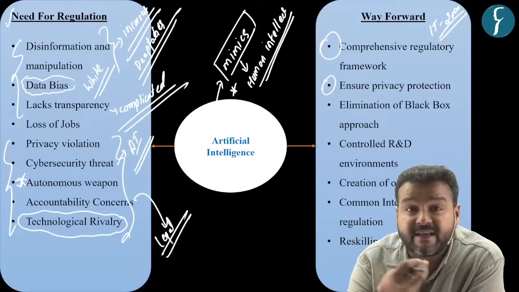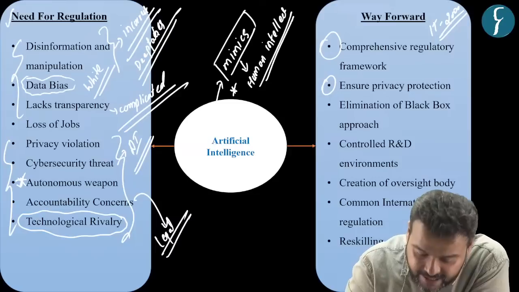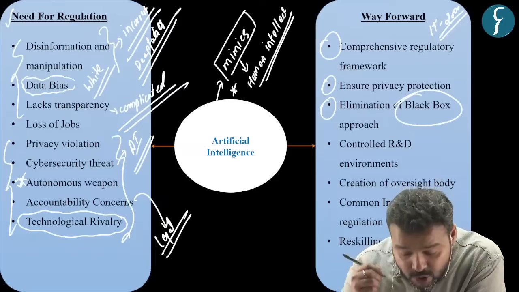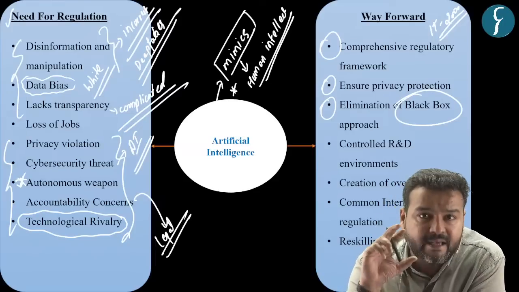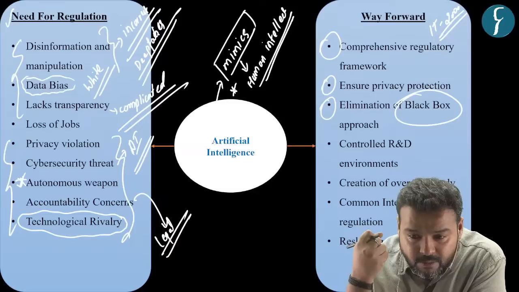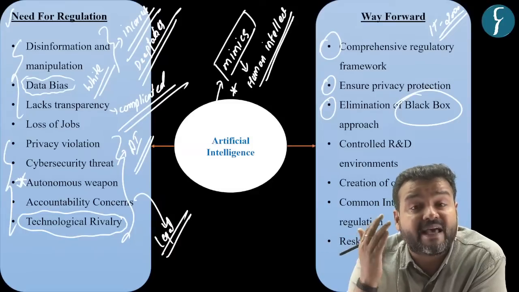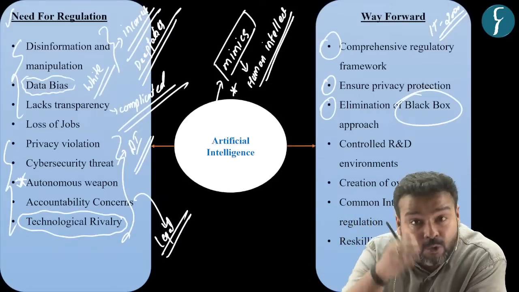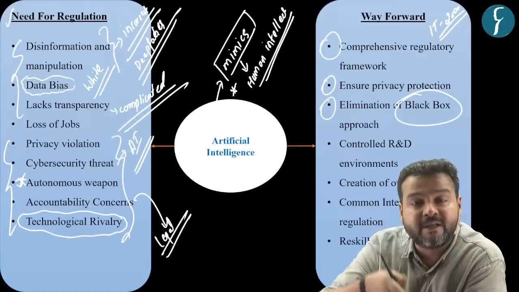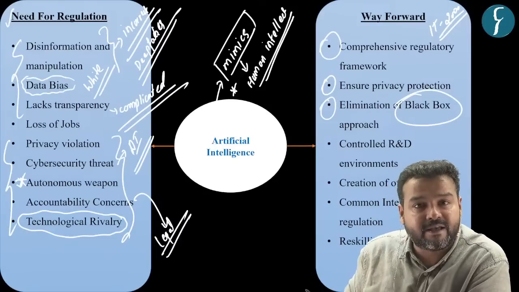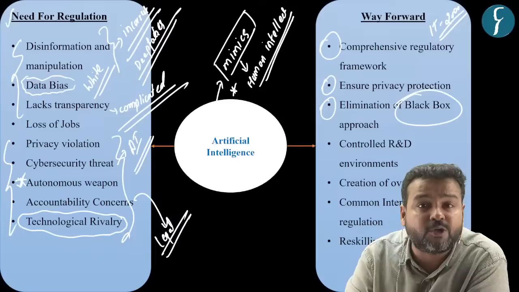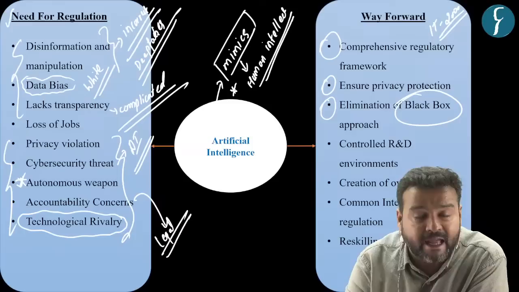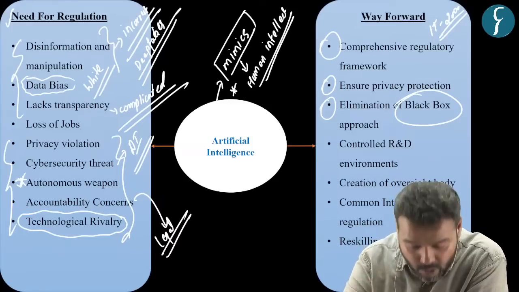Now, as you can recall, the developer cannot explain the entire process. So we need to eliminate this black box approach, and we should make it a mandatory provision to explain the entire process, that what are the variables, what is the algorithm, how did you reach this conclusion, how did the machine reach this result. So the black box approach should be removed permanently, and everything should be out in the open.